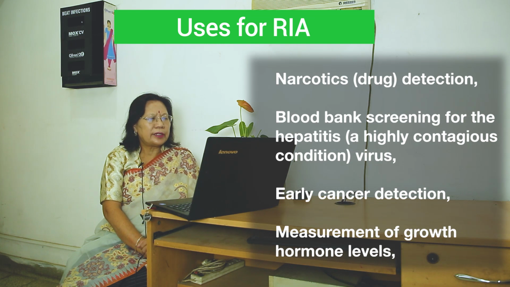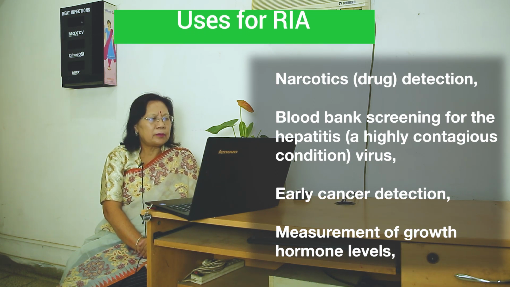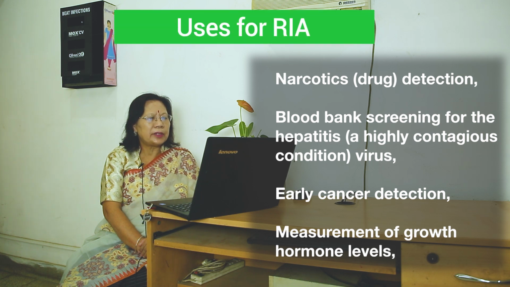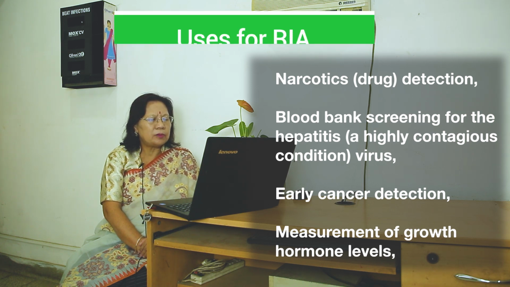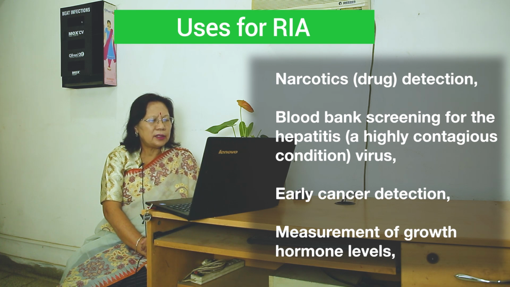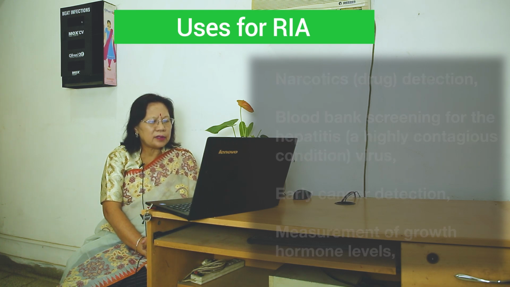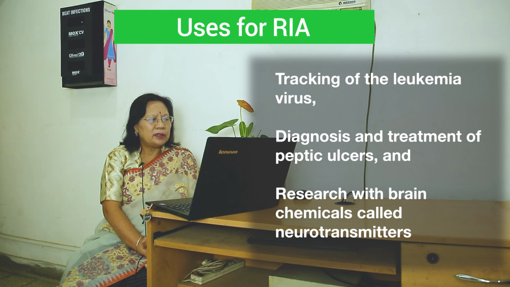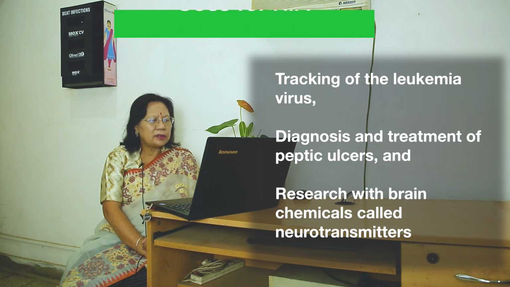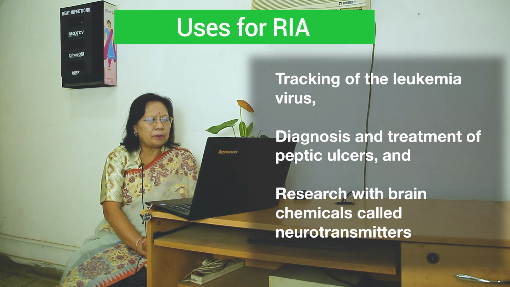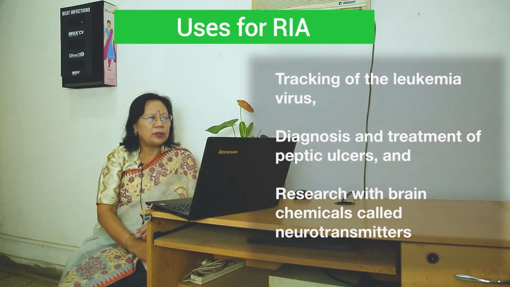So what are the uses of this radioimmunoassay? Narcotic drug detection from drug abuse, then blood bank screening for hepatitis C and B, a highly contagious condition, this hepatitis virus, then early cancer detection of tumor markers, then measurement of growth hormone levels, and tracing the leukemic virus, and diagnosis and treatment of peptic ulcer, and research with brain chemicals called neurotransmitters.